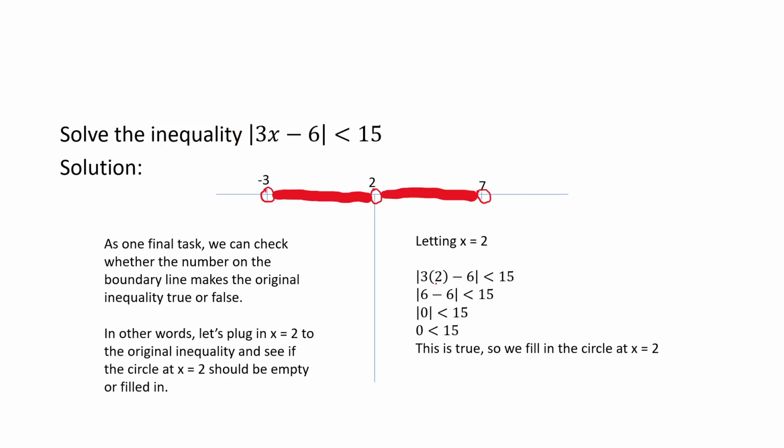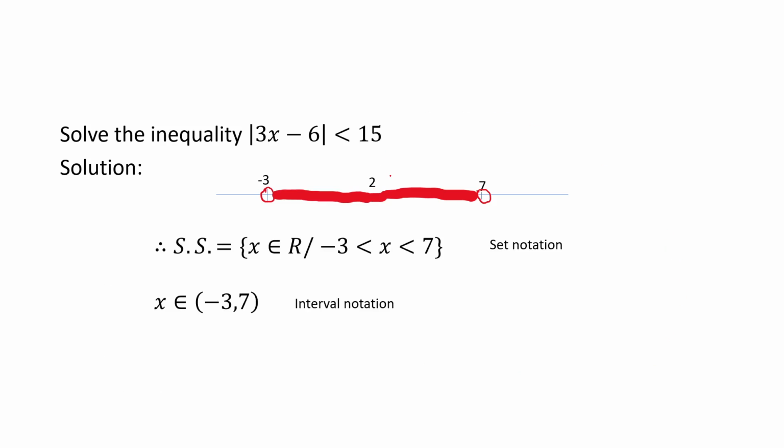When we let x equal 2, we get the absolute value of 3 times 2 minus 6 is less than 15, which means the absolute value of 6 minus 6 is less than 15, ultimately meaning 0 is less than 15. This is true, so we're going to fill in that circle right there. And now we can state our answer in set notation or in interval notation.